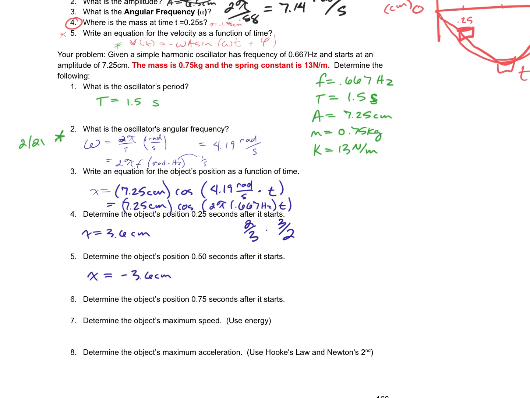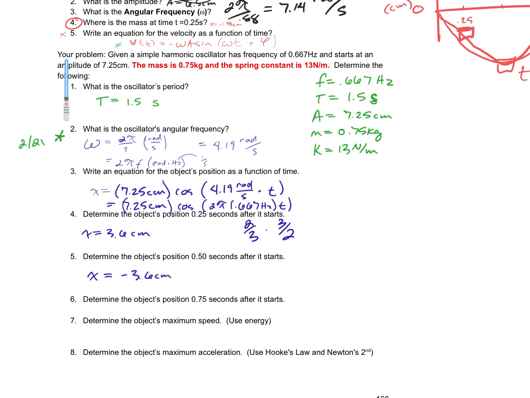Okay, so the next couple questions all relate to a separate problem, so it's using the same ideas and applying it in a new situation. The problem says that you have a simple harmonic oscillator with this frequency and this amplitude. So here are some of the other properties of this. The mass is 0.75 kilograms and the spring constant is 13 newtons per meter.